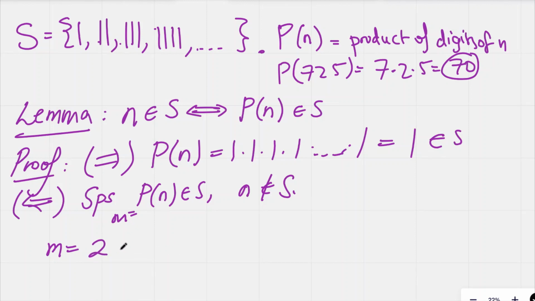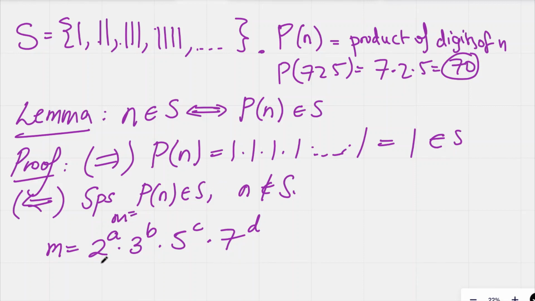And so then if we look at the prime factorization of that number, we know it's going to be 2 to the power of something times 3 to the power of something times 5 to the power of something times 7 to the power of something. So 2 to the power of a times 3 to the power of b times 5 to the c times 7 to the d. And now we know that this number m is in S.